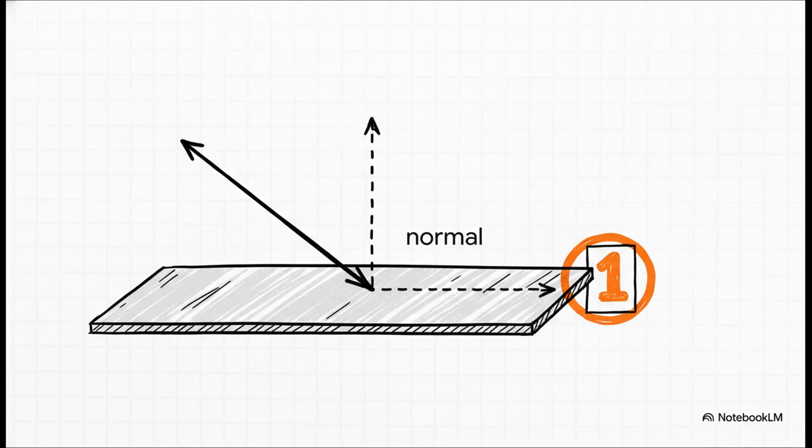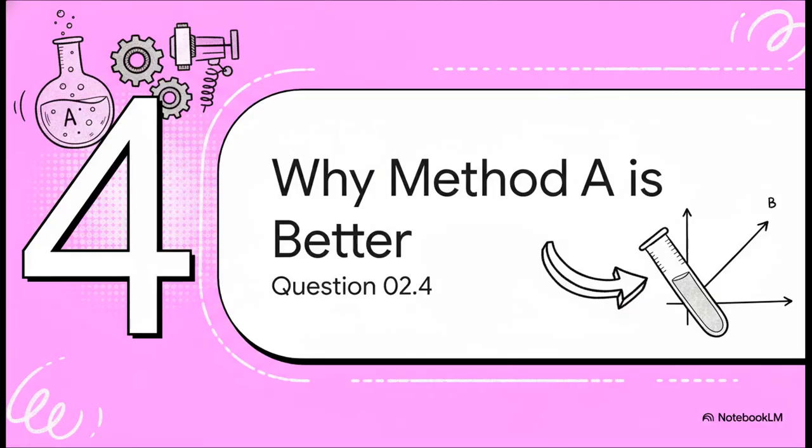And the mark scheme couldn't be clearer about this. For your first mark, you have to draw the normal. Remember, that's the line you draw at a perfect 90-degree angle to the mirror, starting right where the light ray hits. For the second mark, you draw the reflected ray. And the golden rule here is the law of reflection. The angle of incidence must equal the angle of reflection. You gotta show that.